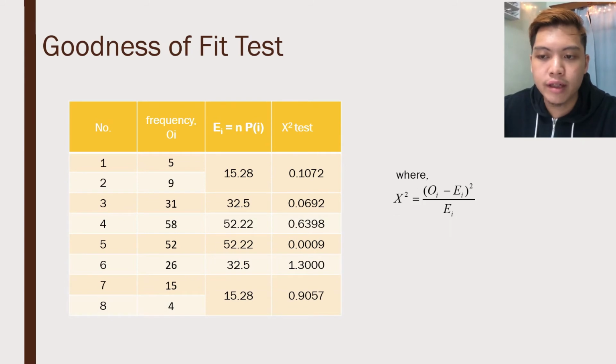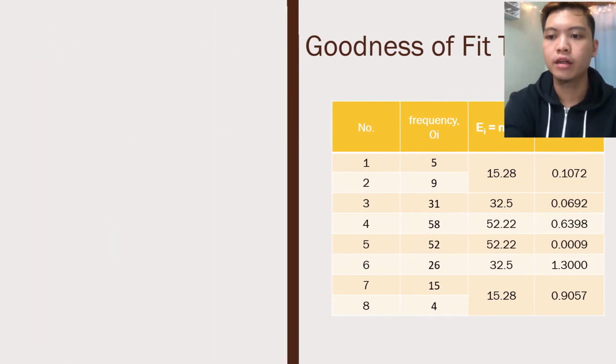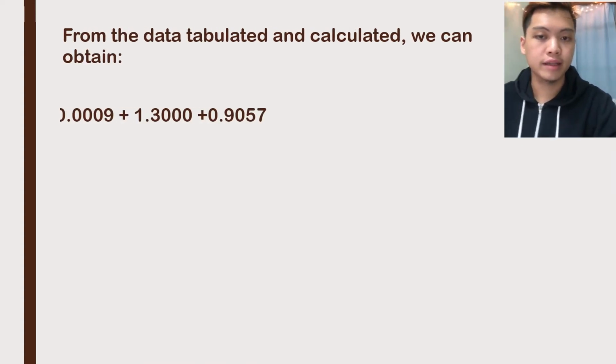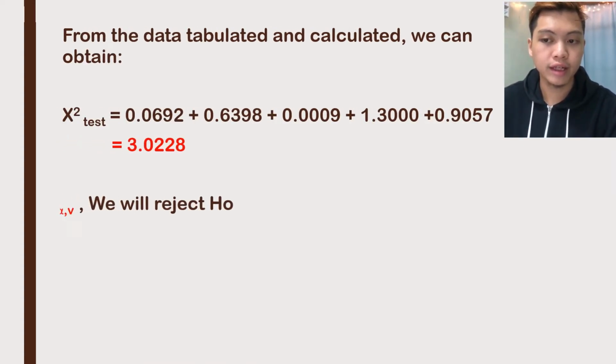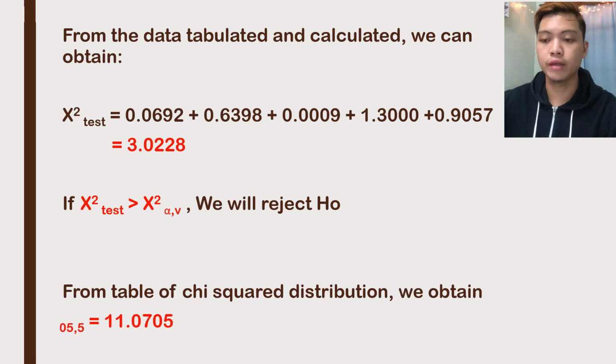On the next slide, we have determined the x-squared test with the method of chi-squared distribution, to be specific, the goodness of fit test. We have used the frequency and the n, which is the total or cumulative frequency of everything, and we have used the formula stated here to calculate the x-squared test. From the data tabulated and calculated, we obtain that x-squared test in total is 3.0228.